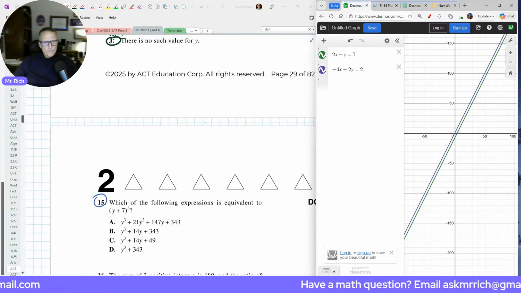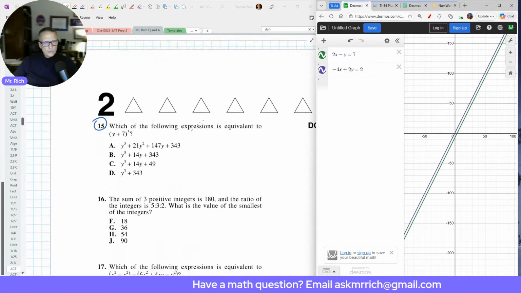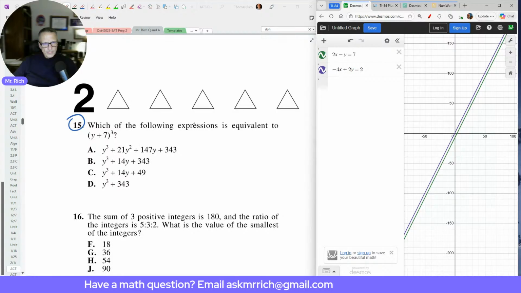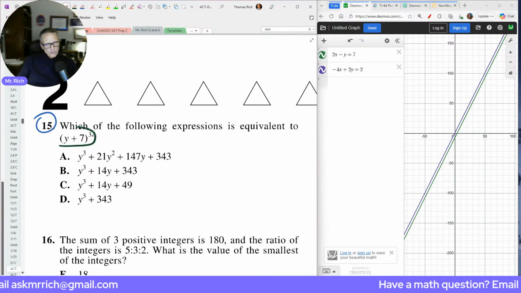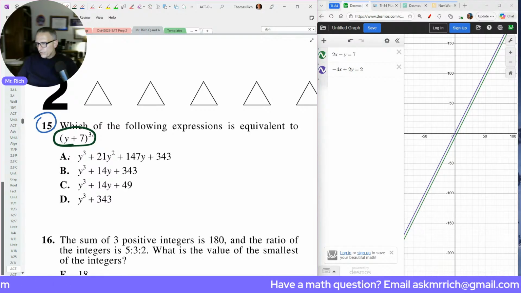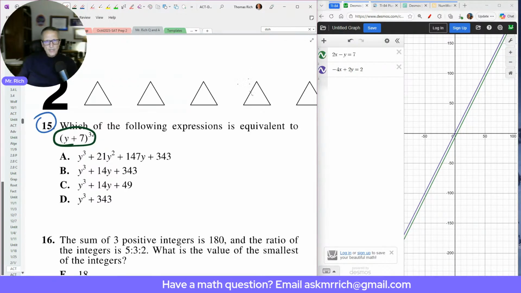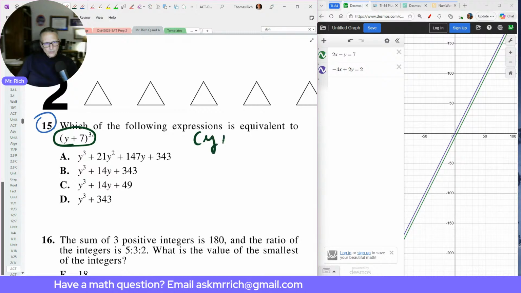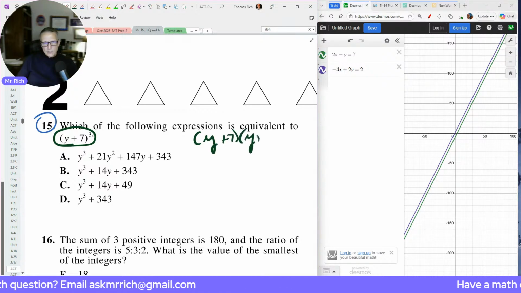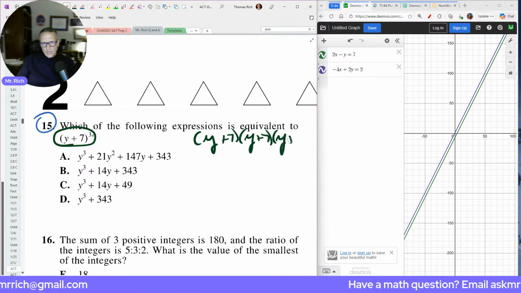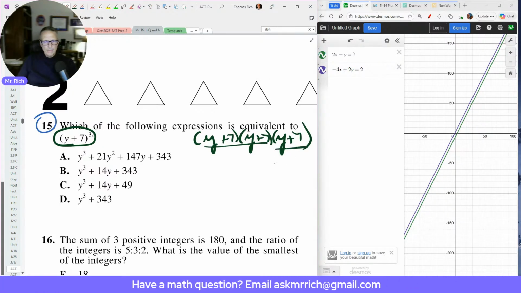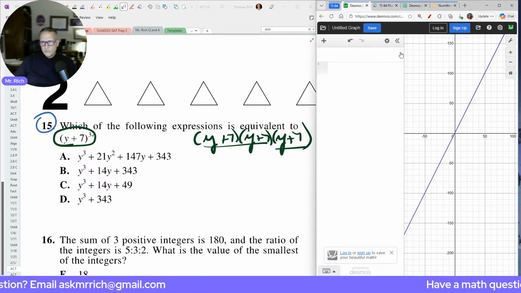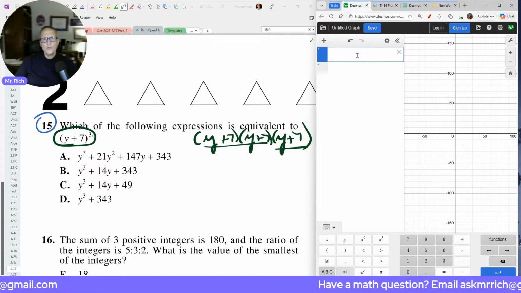The next one that I had picked was this one. It says, which of the following expressions is equivalent to this? So they want you to expand that binomial to the third power. So you could take several approaches algebraically. You could do y plus 7 times y plus 7 times y plus 7, and then FOIL this and then multiply it by that. Or alternatively, what I'm going to do here, students, is I am going to use the same technique I showed you 2 problems ago.